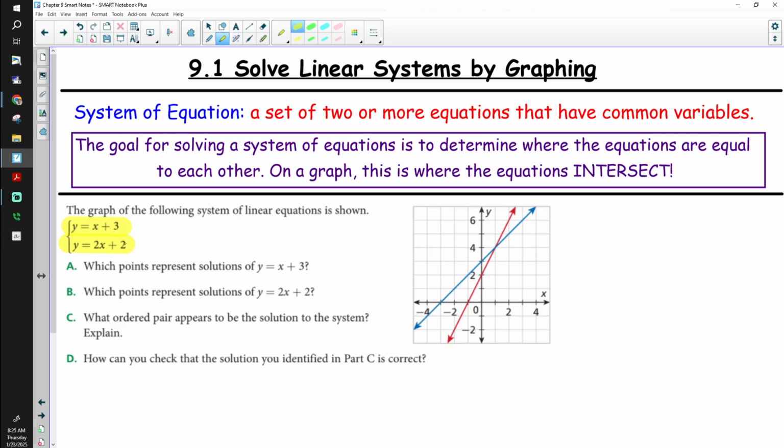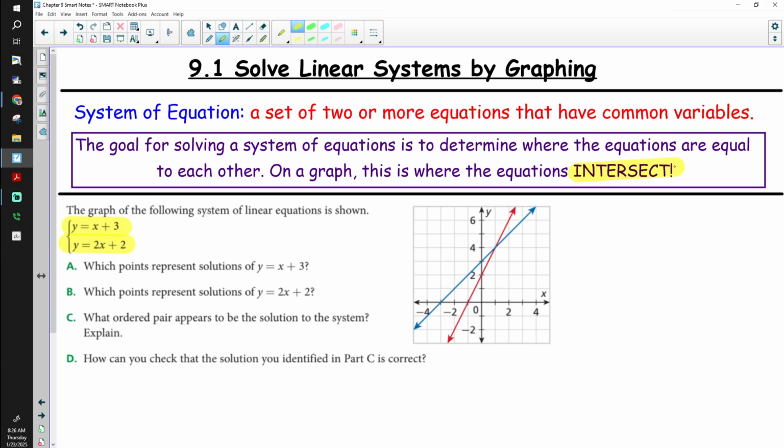Now, the solution to a system is where the lines intersect. Most important part of everything we do. Your solution is where the 2 equations are equal to each other. And on a graph, that means it's where the lines cross. Your goal is figuring out where do our lines intersect, cross, merge, touch each other. That's the goal.